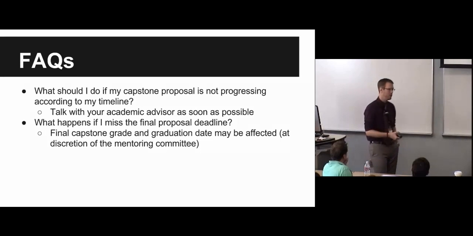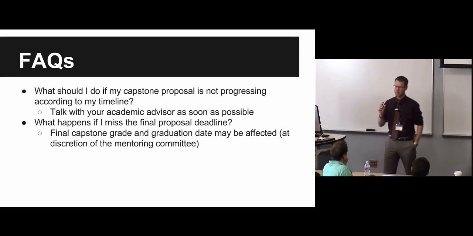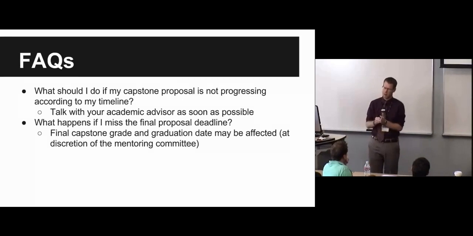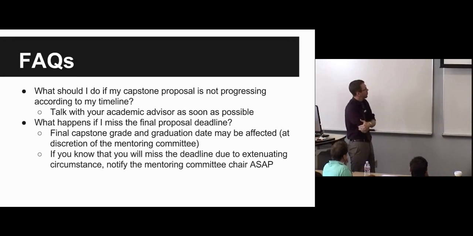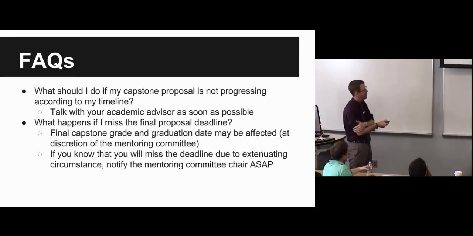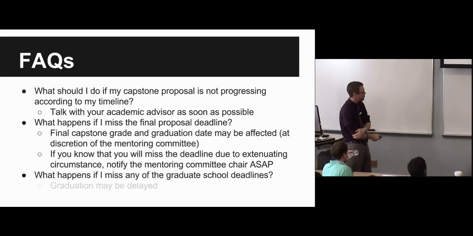Because we can't just let you continue on with a mini capstone project. You're still gonna have to meet the capstone requirements, and that might push you beyond May of your graduation date. And you may have more of a summer graduation, okay? So if you know that you're gonna miss deadlines, please talk to the mentoring committee chair as soon as possible, okay? And if you miss graduate school deadlines, graduation may be delayed.